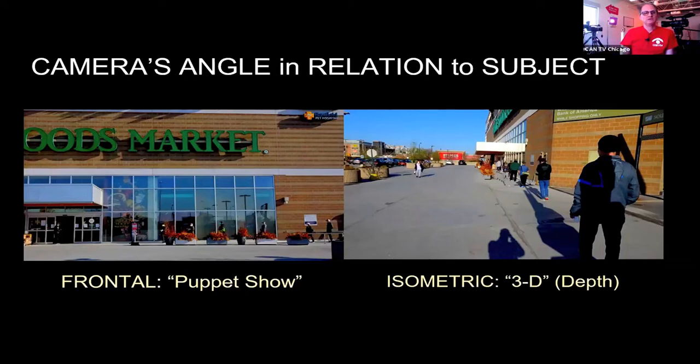But in and of itself, it could be better if it also has the second image there, which is called isometric. That just means it's from an angle. And it gives more of a feeling of three-dimensional depth. Maybe the two angles would work well together if you go from one to the other. That's one of the things you have to keep in mind.